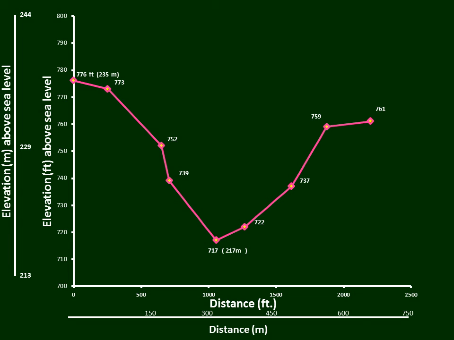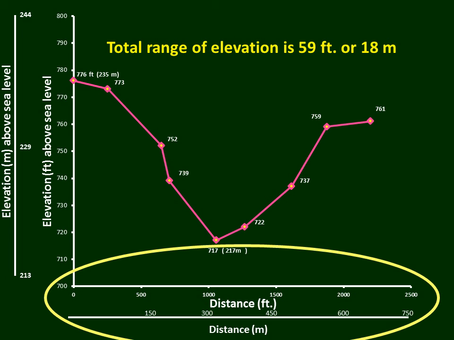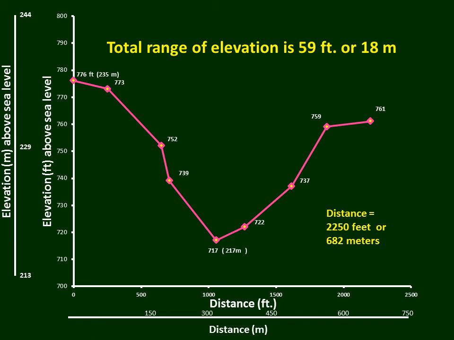So there we have it, our quick trip across a small valley in southwest Michigan. To summarize that trip, we had a total range of elevation difference of 59 feet or 18 meters. And the distances that we traveled through that entire trip were about 2,250 feet. That's about 4/10 of a mile, or 682 meters, or about 7/10 of a kilometer.